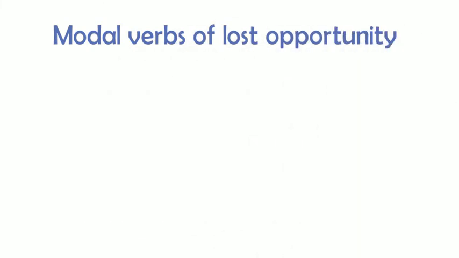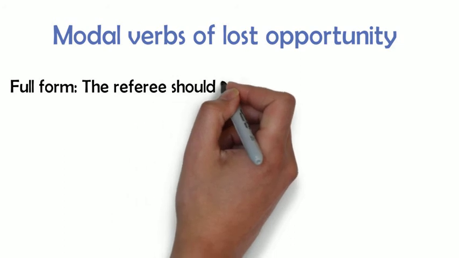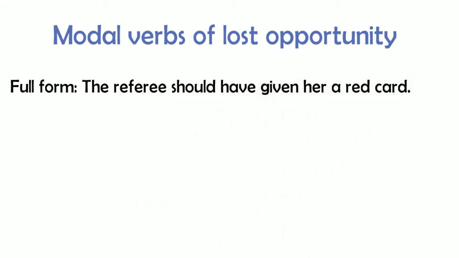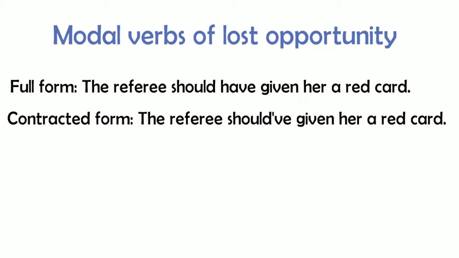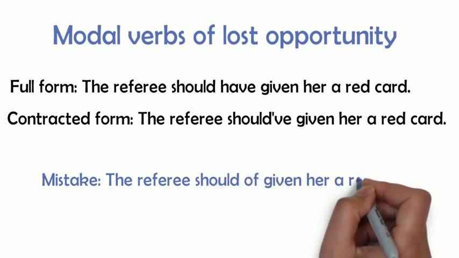So let's recap. The full form of a modal verb of lost opportunity contains a modal verb, the verb have, and the past participle of the main verb. In the contracted form, the word have is shortened to an apostrophe and VE, which sounds like of, as in should've. And some native speakers hear this of sound and incorrectly think that the other person is saying of.